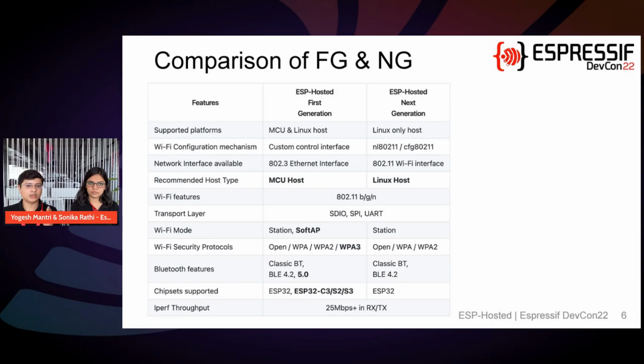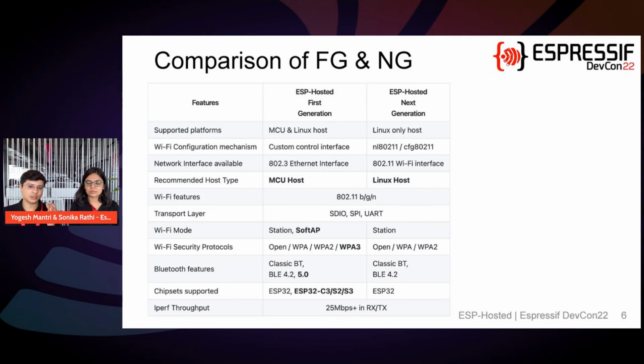The transport layer, as we discussed, remains the same. The transport combinations also remain the same, which are based on SDIO, SPI, and UART. The Wi-Fi mode, in case of first generation, is supported as station mode and soft AP mode. But in case of next generation, we are supporting station.